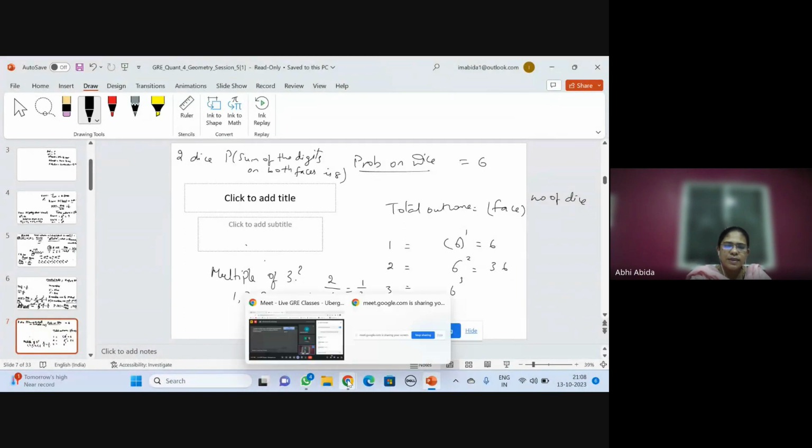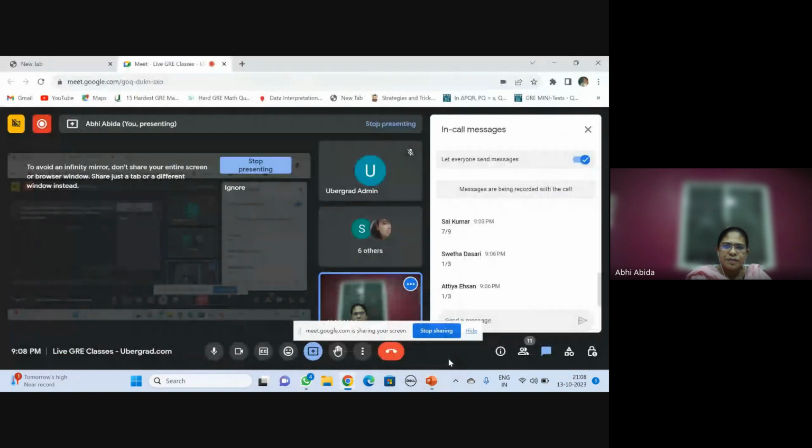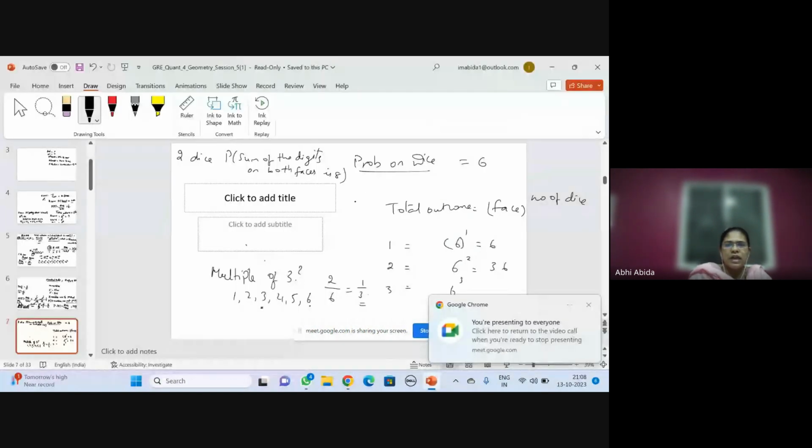Yes, quick answer. 5 by 36. Very good. It's correct. So 36 will be my total outcome. You should not struggle for the total outcome. It's very simple: faces to the power of number of dice. So 6 to the power 2, 36 will be our total outcome.